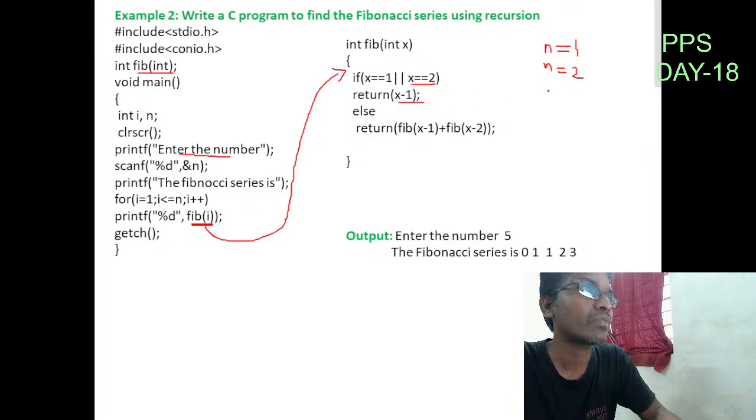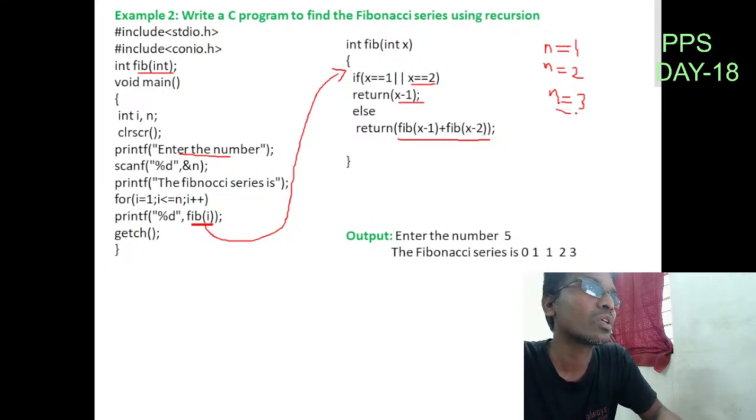After that, if my n value is 3, then it will execute the else block. If n is equal to 1 or if n is equal to 2, then it will execute a return followed by n minus 1. Otherwise, if the n value is greater than 2, then it goes to the else block and it will return Fibonacci of n minus 1 plus Fibonacci of n minus 2.